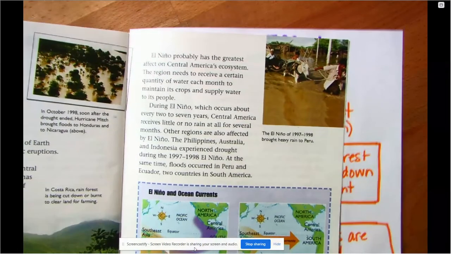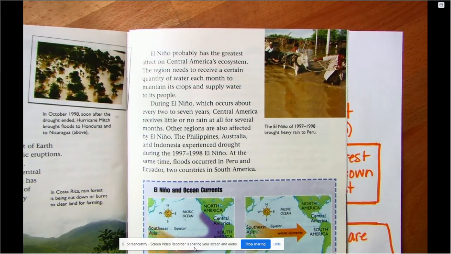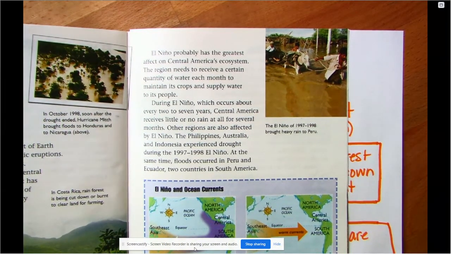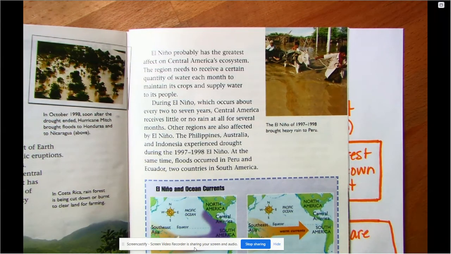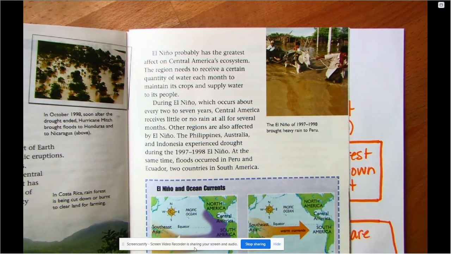El Nino probably has the greatest effect on Central America's ecosystem. The region needs to receive a certain quantity of water each month to maintain its crops and water supply to its people. During El Nino, which occurs about every 2 to 7 years, Central America receives little or no rain at all for several months.